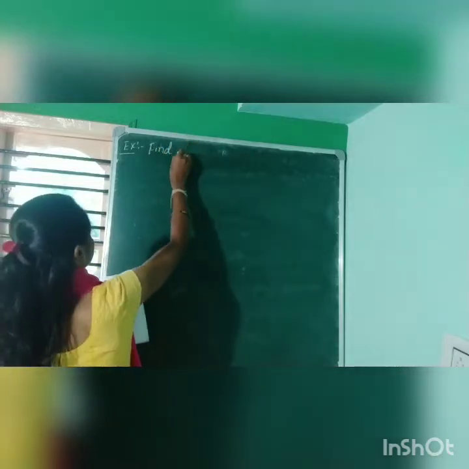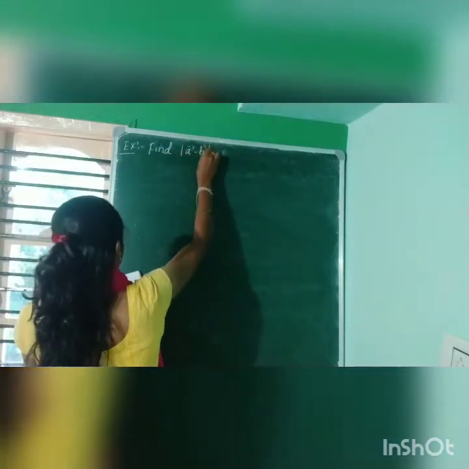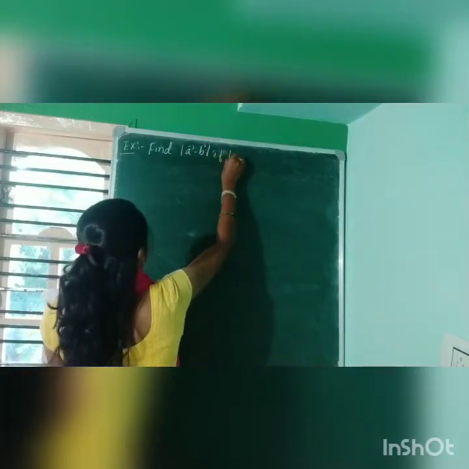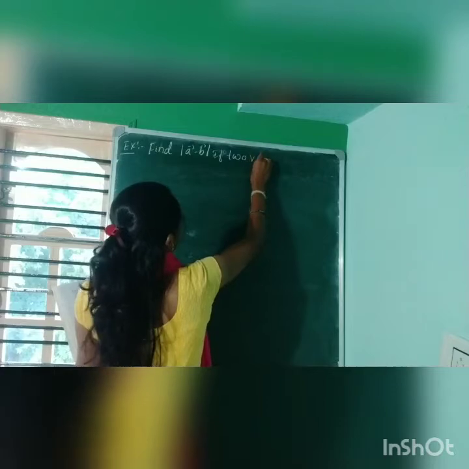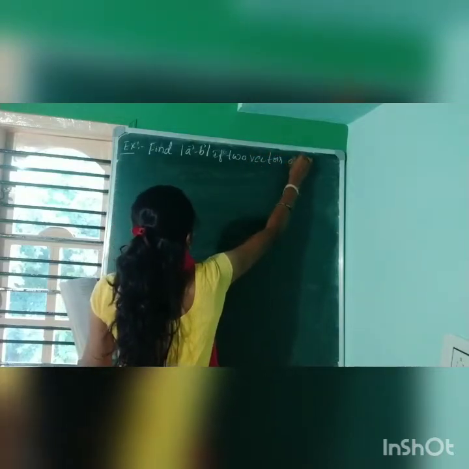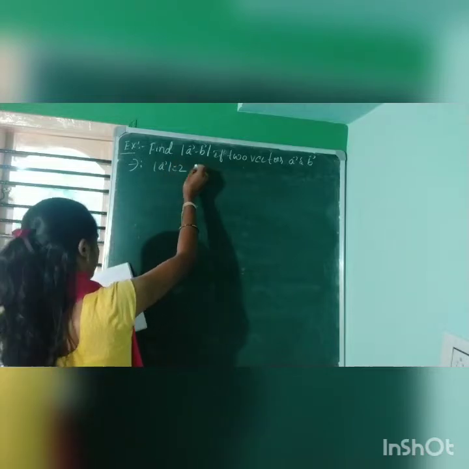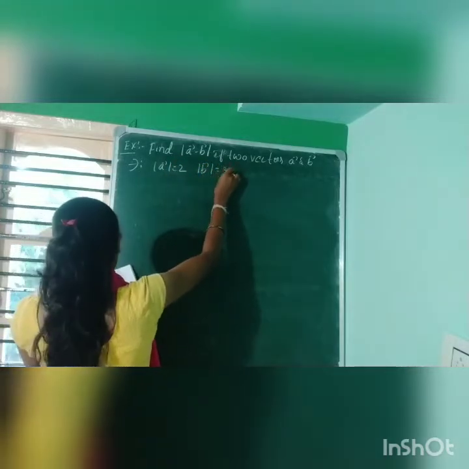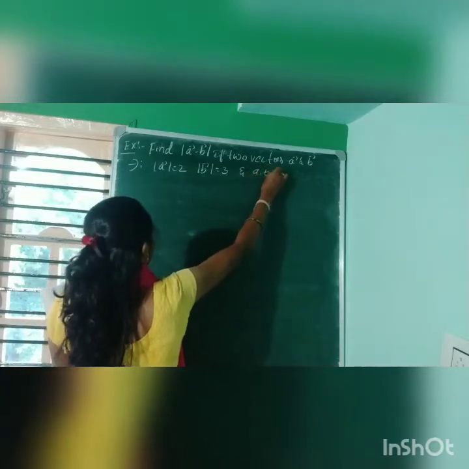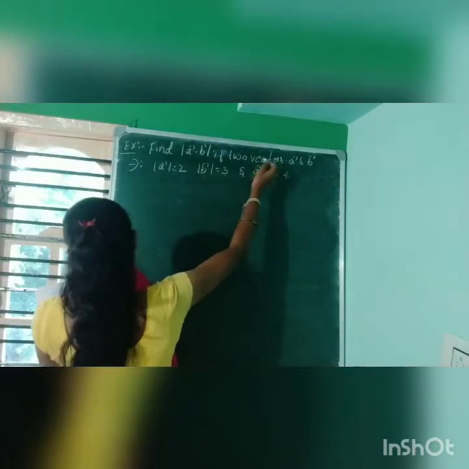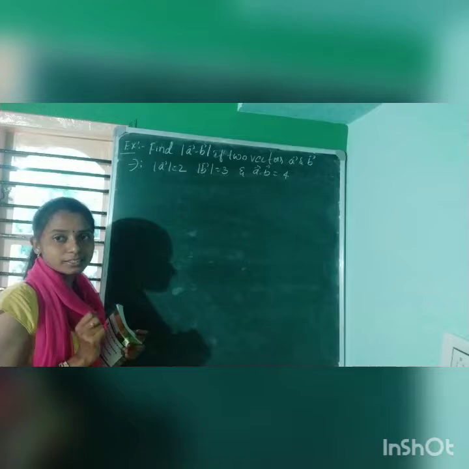That is, find the magnitude of A minus B if two vectors A and B are such that the magnitude of vector A is 2, the magnitude of vector B is 3 and A dot B is 4. Okay. Now we need to find the magnitude of A minus B.